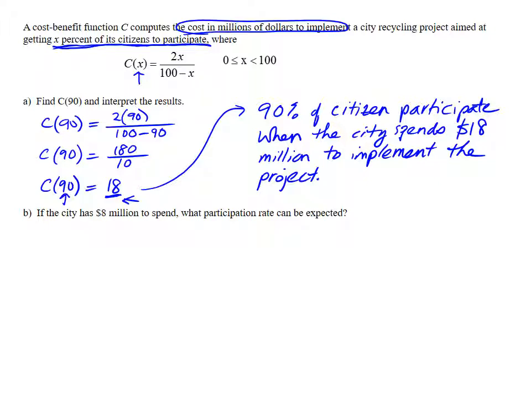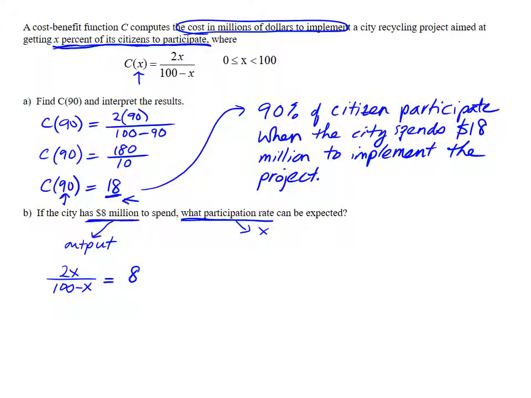and promotions in terms of getting people to participate. That's just my guess. Part B, if the city has $8 million to spend, what participation rate can be expected? So now it's asking me what the participation rate is. Remember, the participation rate's the percentage rate, so that would be X. Can we get when the city spends 8 million? 8 million, the amount spent, is the cost. That's the output of the function. So I would want to take the function and set it equal to 8. So the output, the entire function equals 8.